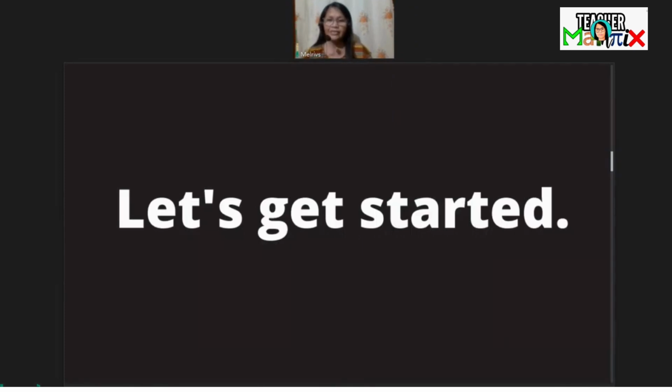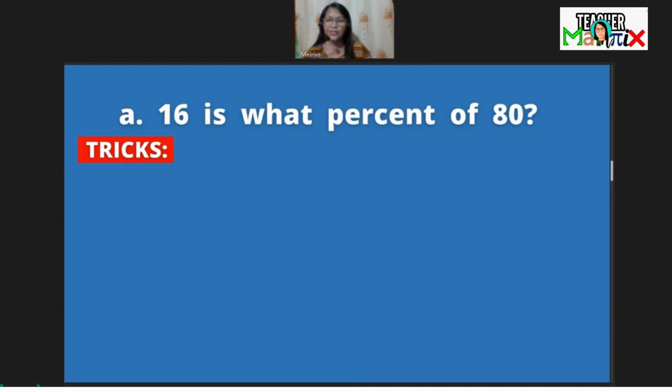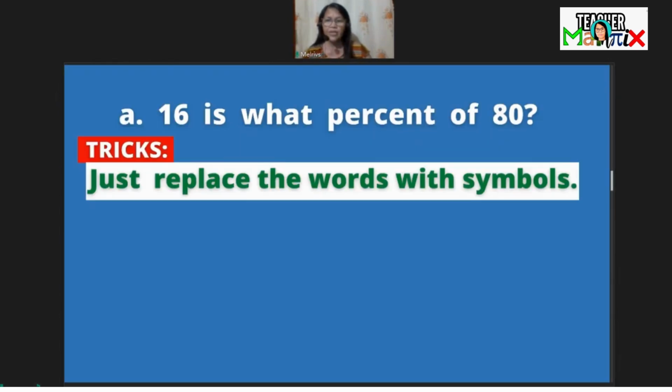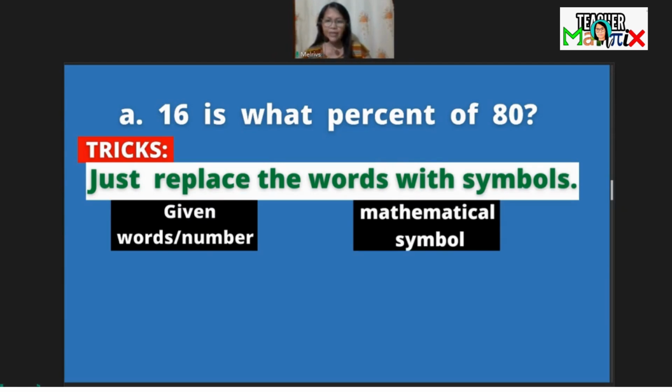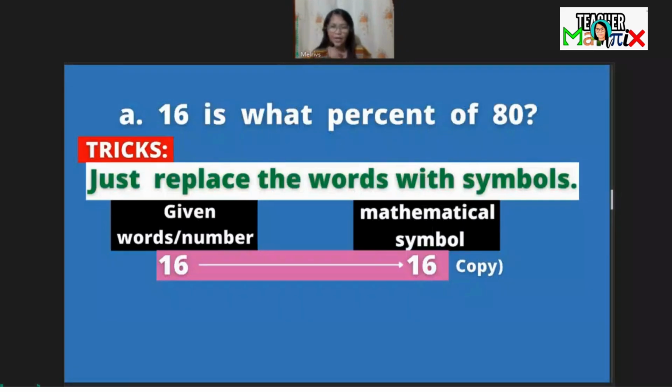Let's get started. For this letter A problem, 16 is what percent of 80? Okay, we have the tricks. Just replace the words with symbols. At the left part, indicate the given words or number. And at the right part, indicate the mathematical symbol. Now, we have here the 16. Okay, just copy the 16 as a number.